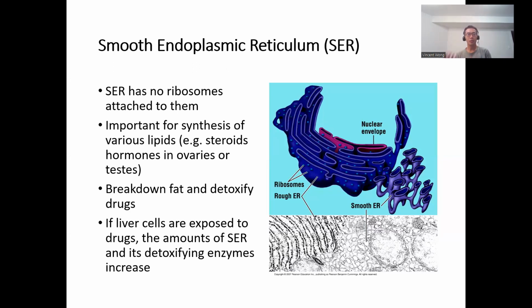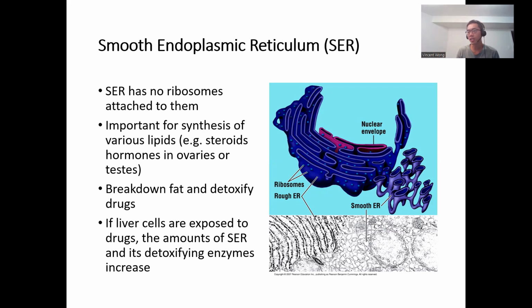Smooth ER has no ribosomes attached to them, and the main job is to produce different types of lipids. So rough ER makes protein, smooth ER makes lipid, right? Different types of lipids. There are phospholipids, there are triglycerides, steroids. All these are examples of lipids. They are made in the smooth ER.